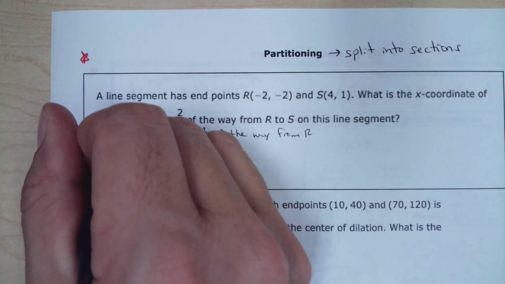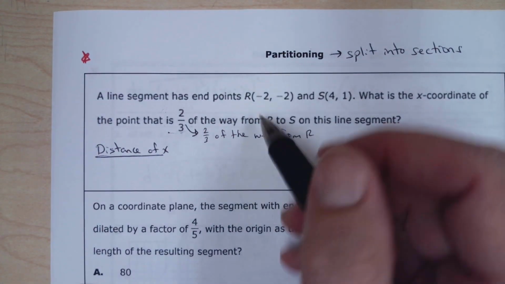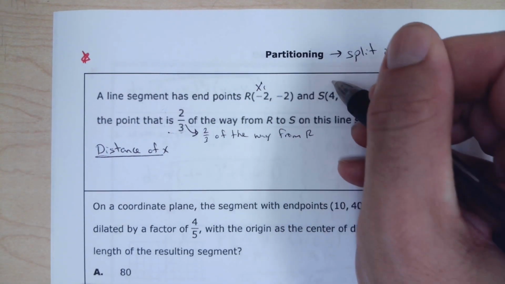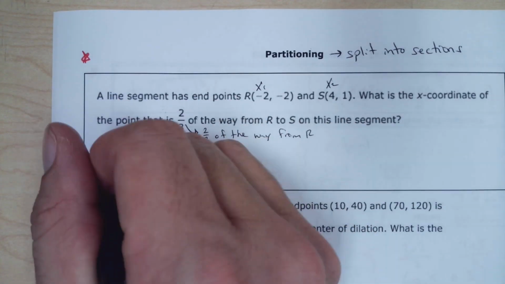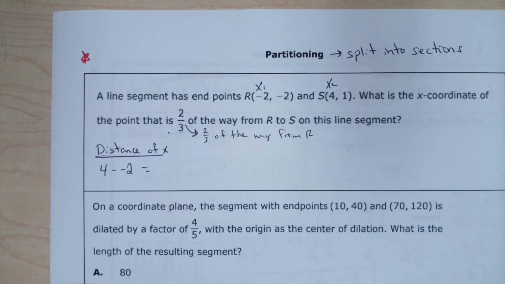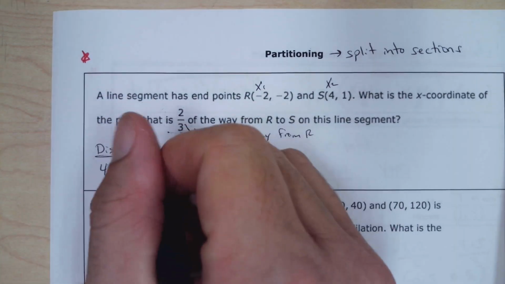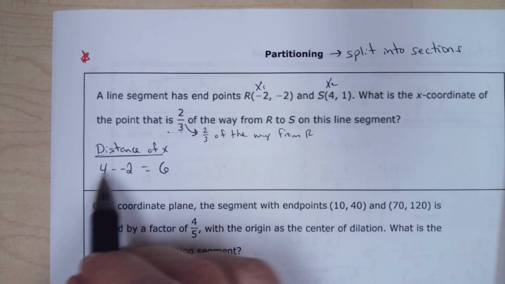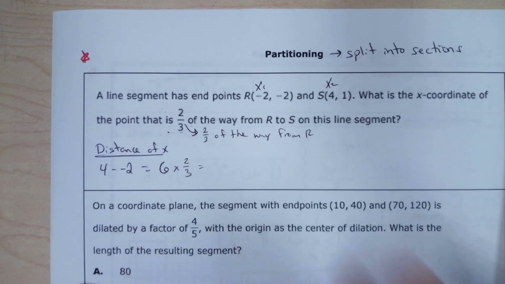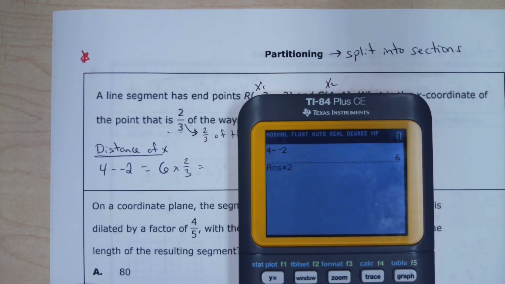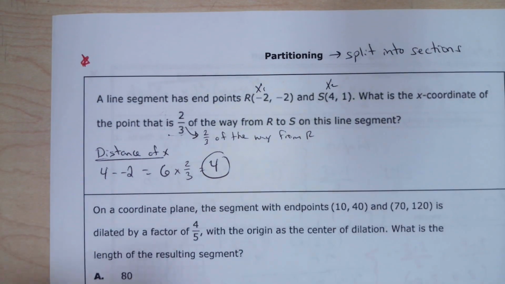All right, so here we go. So it's a bit of a process. So we need to find the distance of x. So we look at our x's. So here's x1 and here's x2. So what we're going to do is subtract those. So 4 minus negative 2. 4 minus negative 2 is 6. All right. So 6 is the total distance of the x, but we only want to go 2/3 of the way. So now we're going to multiply this by 2/3. Get 4. All right, I'm going to save that number for a second.